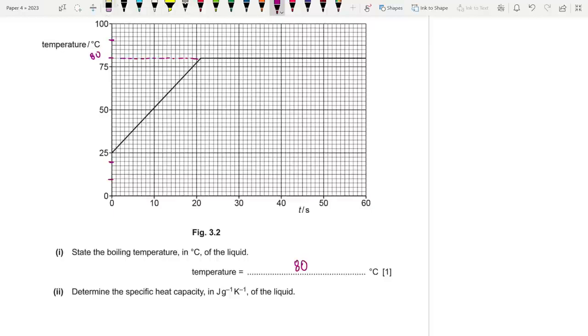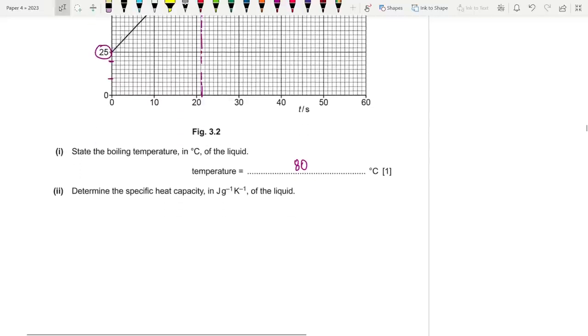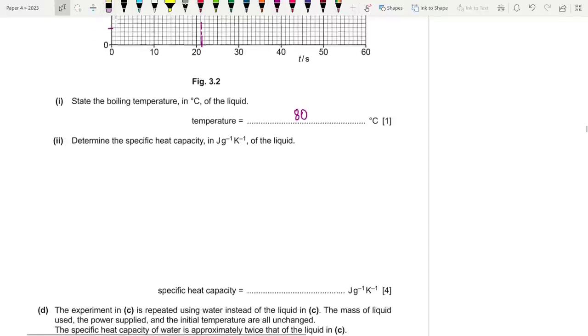Determine the specific heat capacity of the liquid. So we can actually use this information that for the first 21 seconds, the temperature increased from 25 to 80. So we are going to use the formula Q is equal to mc del theta. So C is equal to Q divided by m del theta.